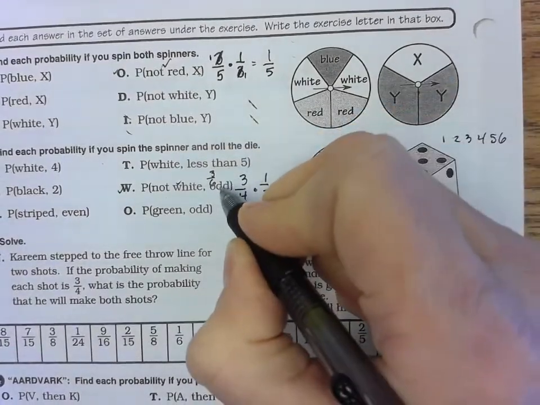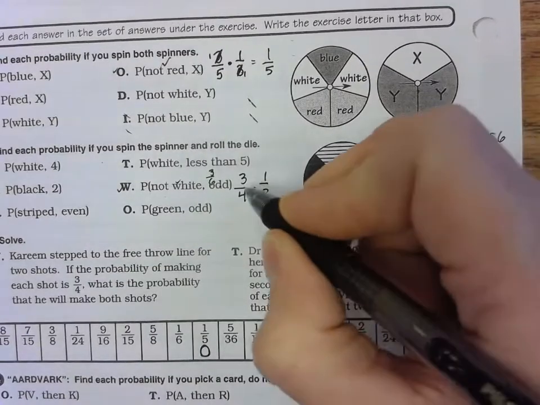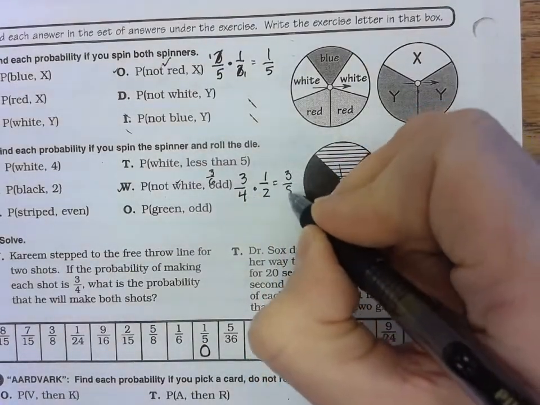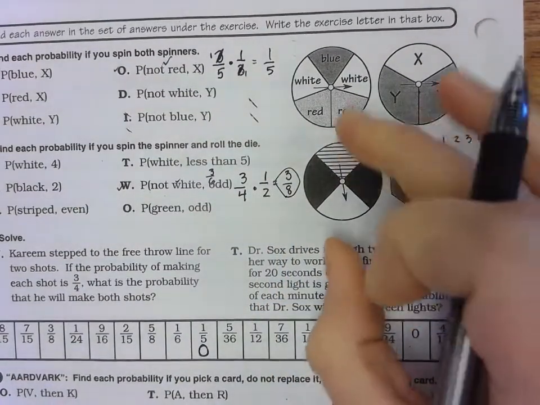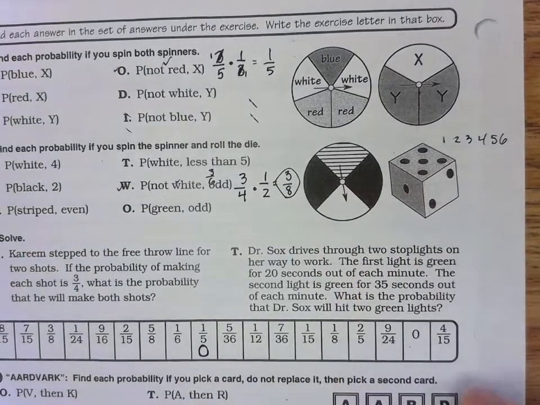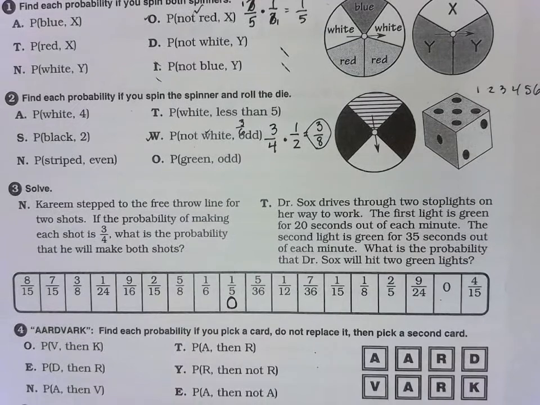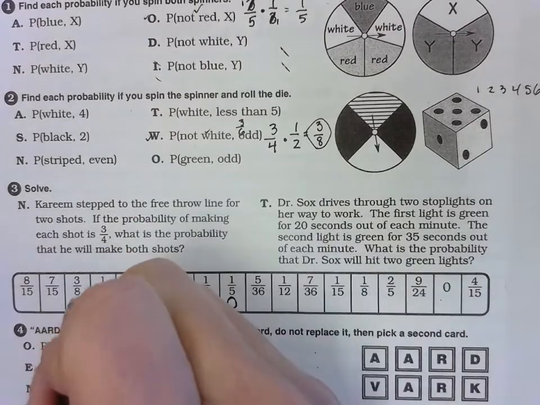Okay, so all I did was take the 3/6 for odd and simplify it down to a half. So 3 times 1, of course, is 3. 4 times 2 is 8. So the theoretical probability of spinning a not white and then rolling an odd number is 3 out of 8. That is the theoretical probability. So do you see a 3/8 down here somewhere? Let's see. Oh, there it is over there. Okay. So for 3/8 right there, we would put letter W for that.